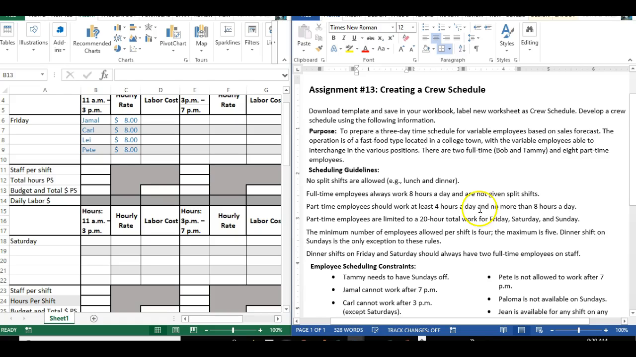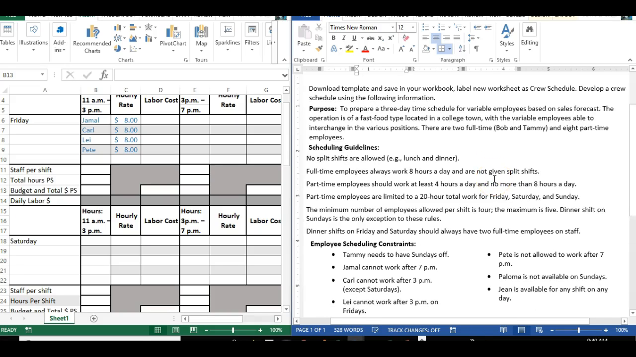The operation is of a fast food type located in a college town, with the variable employees able to interchange into the various positions. There are 2 full-time employees, Bob and Tammy, and then 8 part-time employees. Some scheduling guidelines: there are no split shifts allowed, so they can't just work for lunch and then come back and work dinner. It needs to be a solid shift.